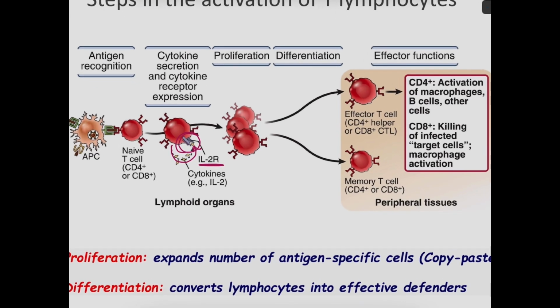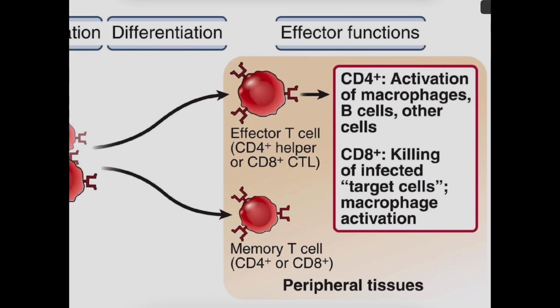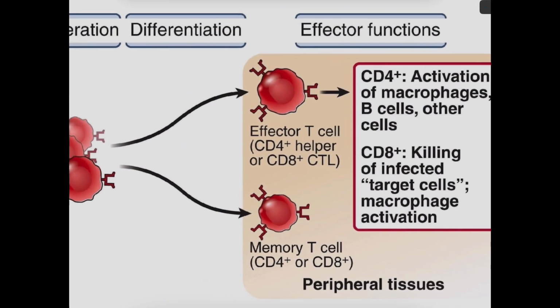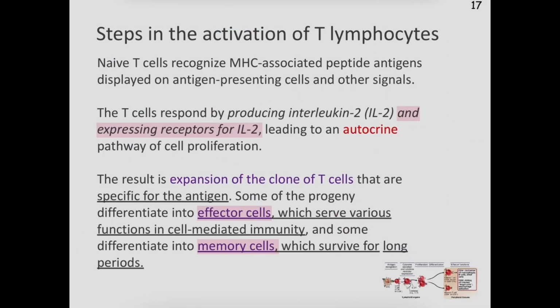So effector cells, we have effector functions that are different to each CD4 or CD8 cell. So it can be activation of macrophages, B cells, or other cells in the case of CD4 cells, since they are mainly CD4 helper cells, whereas CD8 cells are going to kill infected target cells and they are going to activate macrophages since they are more cytotoxic and they act directly and kill directly. And again, this sort of summarizes what I have just explained.